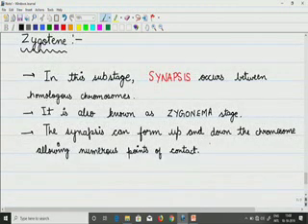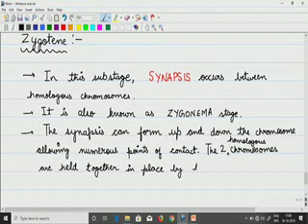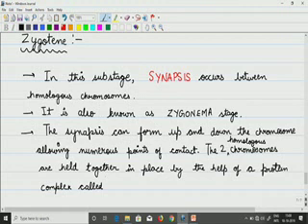The two homologous chromosomes are held together in place by the help of a protein complex called synaptonemal complex.